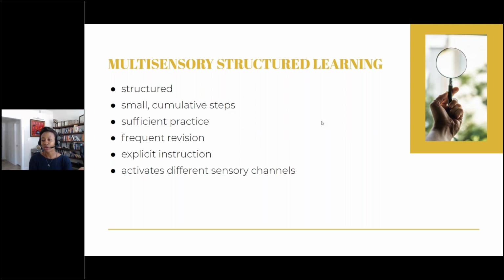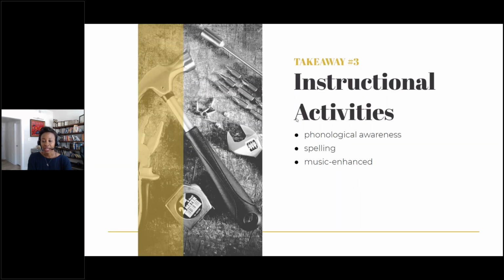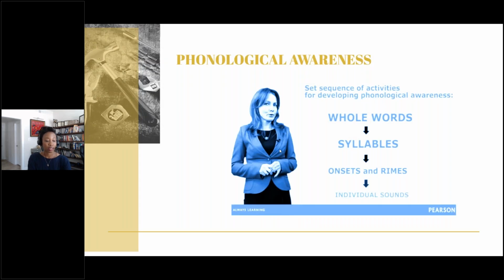And so as we continue talking today, we will learn a little bit of how we can take what we're teaching and add some multisensory structured learning components to help our students with learning differences, and also it would benefit those with low English proficiency. So the third takeaway I want to show you are some instructional activities. We're going to look a little bit at phonological awareness, spelling, and music enhancement.